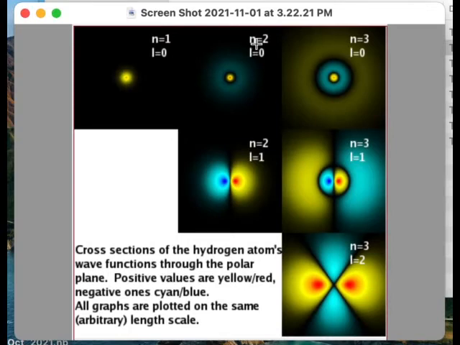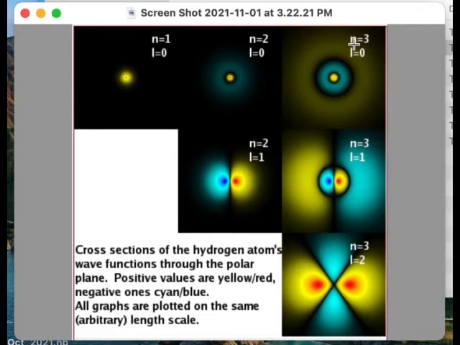Here's the case where n is equal to 2, L is equal to 0. It's again spherically symmetric, but it has a node. It has a region where the wave function is 0. So it has a peak in the center, and then a region where the wave function is 0, and then another peak, well, actually a trough, making a spherical wave, a spherical standing wave.